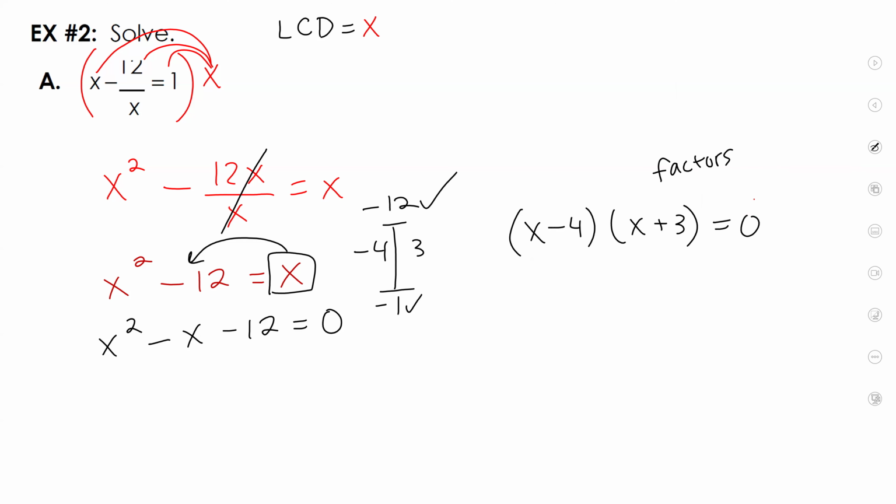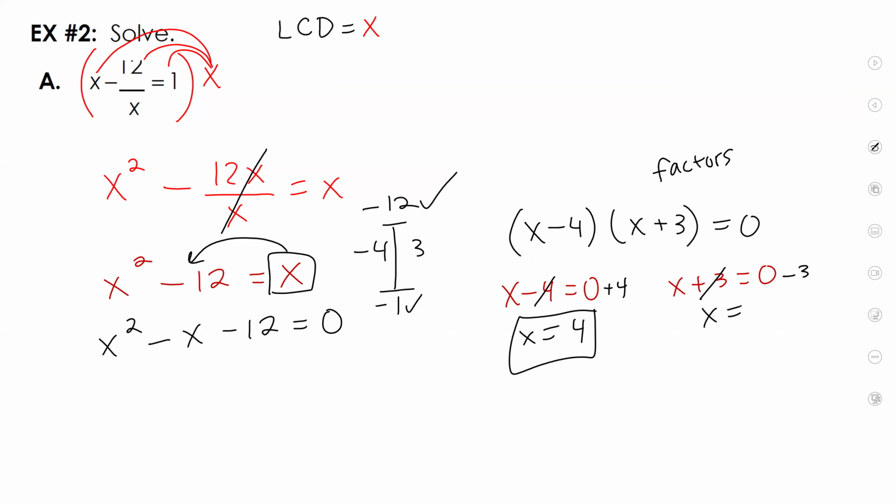Yep, I have to equal both of them to 0. So I'll do X minus 4 and equal it to 0, and I'll do X plus 3 and equal it to 0. And then you just solve. So I can add 4. X is 0 plus 4 is 4. So that's one answer. Subtract 3. X equals 0 minus 3 is negative 3. So these are my two answers.